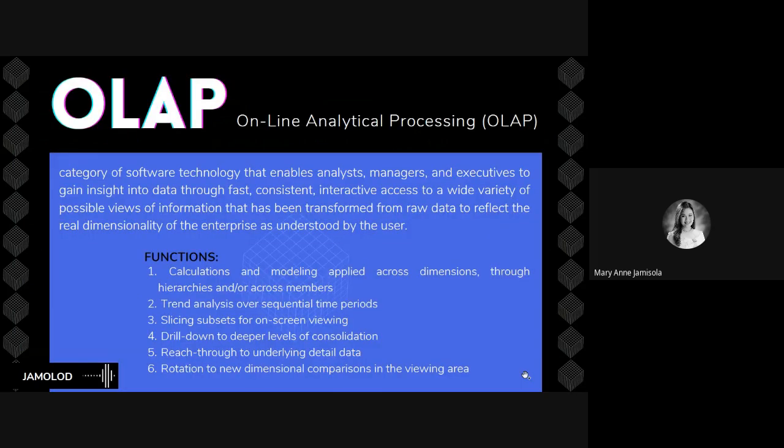Now let's discuss OLAP. This is one of the subtopics for this presentation. So OLAP, or online analytical processing. OLAP is a category of software technology that enables analysts, managers, and executives to gain insight into data through fast, consistent, interactive access to a wide variety of possible views of information that has been transformed from raw data to reflect the real dimensionality of the enterprise as understood by the user.